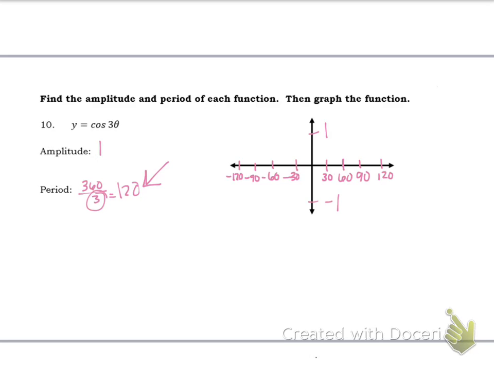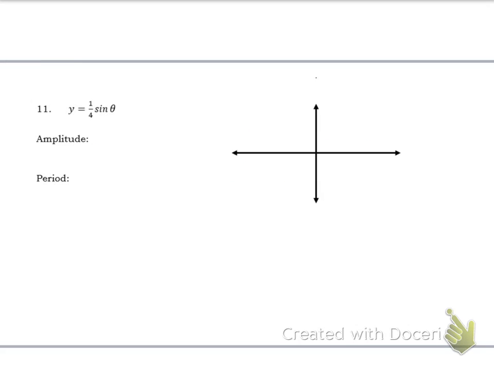Okay, a cosine graph starts at my top. I hit my first one, skip my next one, and it looks like that. And it was a positive cosine, so it should look like that. Okay, my next one, my amplitude is 1/4. So the highest he goes is 1/4.